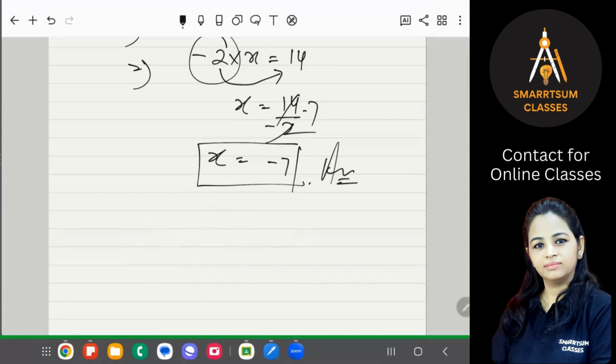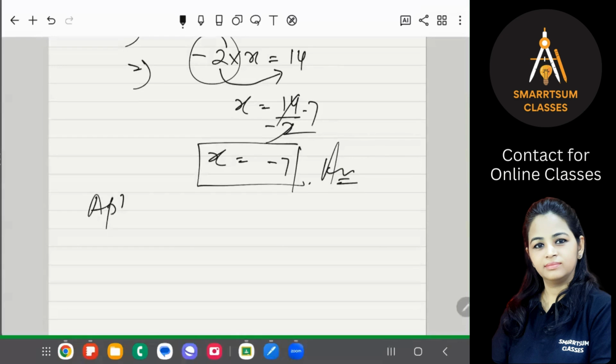Only the operation will get changed, because with -2x it is multiplication, so that operation will change, right? Okay. Is that clear? So these are the things which are given in this chapter.